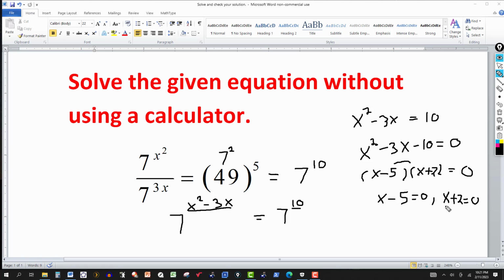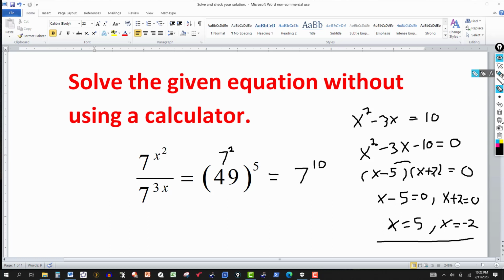And so obviously these are linear equations for x. Add 5 to both sides here, and we get x equal to 5. Add negative 2 here to both sides, and we get x can be negative 2. So those are the solutions. And then if you want to check it, we can plug it in. So we saw that the right side is just 7 to the 10th. So if I plug these numbers into the left side, that also should give me 7 to the 10th.